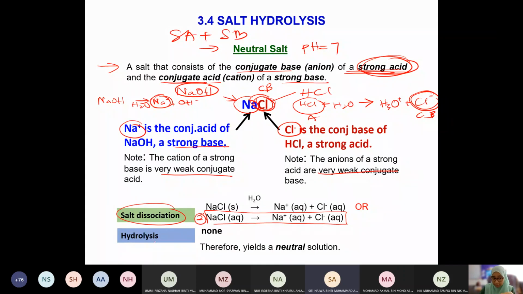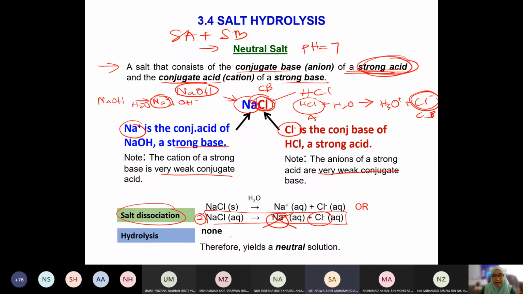Ni belum melalui hydrolysis, eh? This is only dissociation. So they dissolve in water and it will dissociate into its ions. The salt needs to be dissociated into its ions. Now, okay, neither of these two ions will react with water to produce H3O plus or OH minus. So this one will not be hydrolyzed in water.